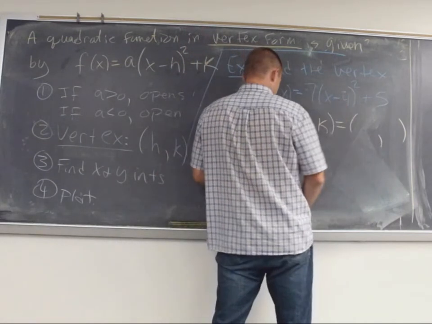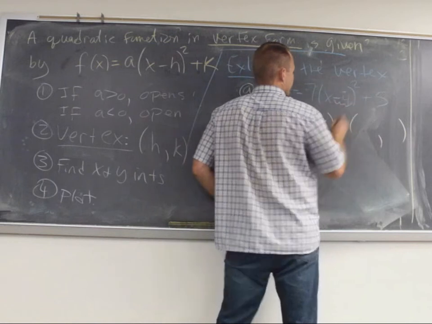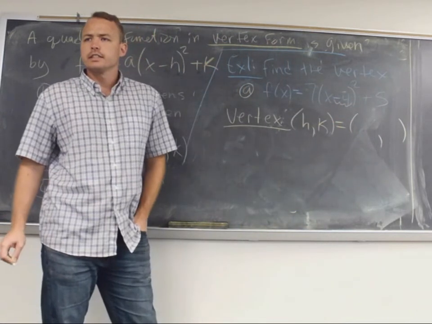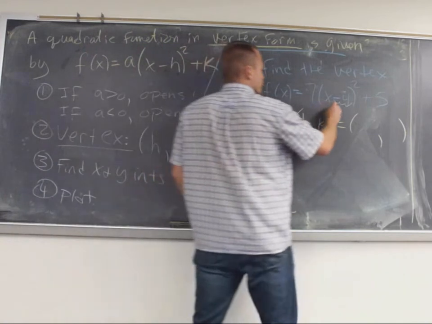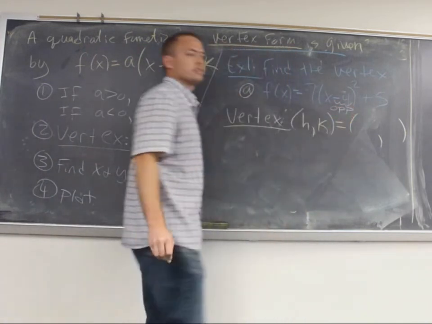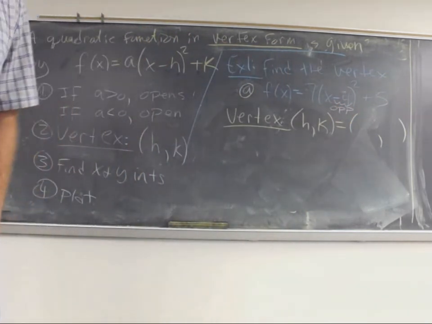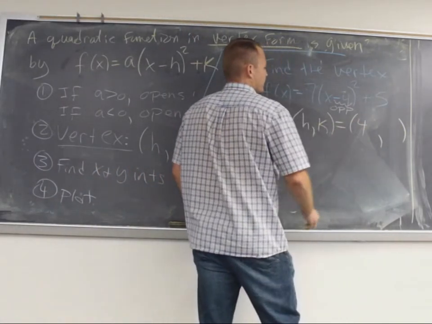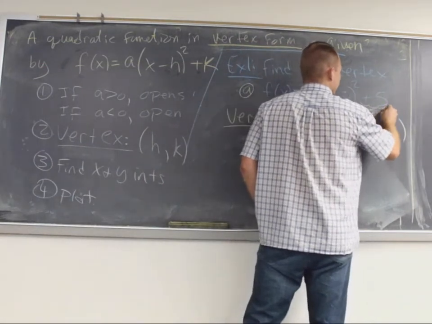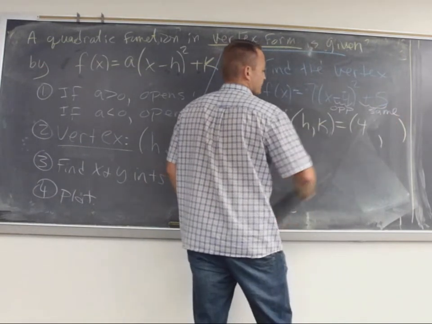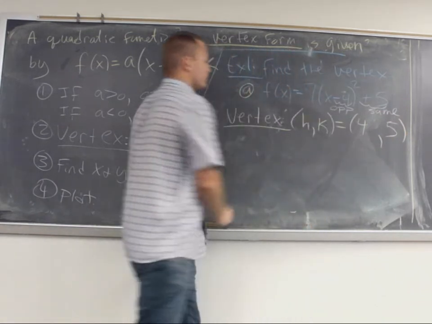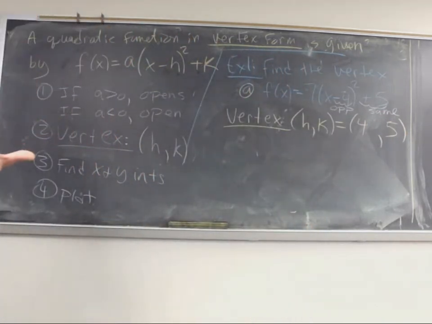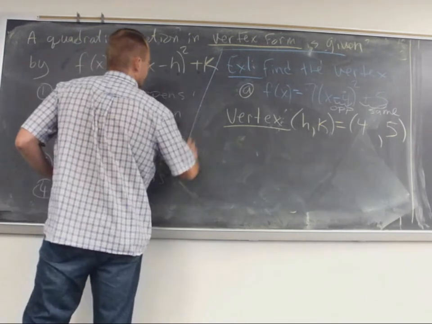So you take whatever's on the inside here, including the sign, it's a -4, so you take the opposite sign. That makes it a +4. And then on the outside, it's the same sign. So that makes it a +5. And that's all it is to finding the vertex. It's the opposite of the inside value and the same as the outside value. All right, we're going to look at a couple more, just to make sure you got it down.